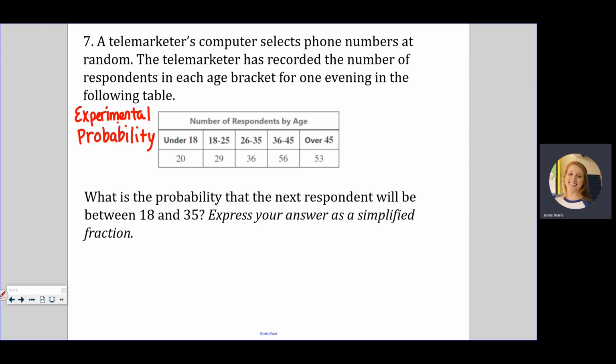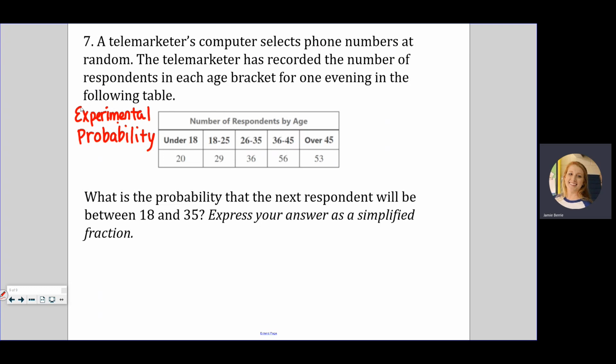All right, so it says a telemarketer's computer selects phone numbers at random. So they've got some kind of database of phone numbers, and they're randomly choosing, and my number is definitely in there, because they be calling me. And they're going to select these phone numbers at random, and then they're going to record the age bracket for the people that answer the phone. So 20 people answered that were under 18. 29 people answered that were between 18 and 25 years old, and so on. What's the probability that the next respondent will be between 18 and 35?